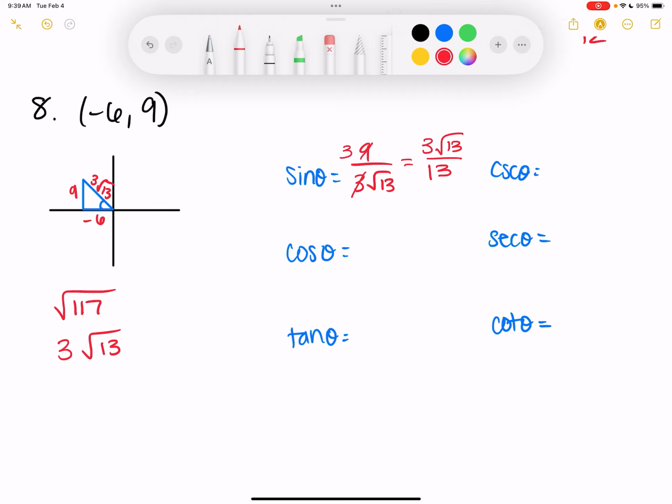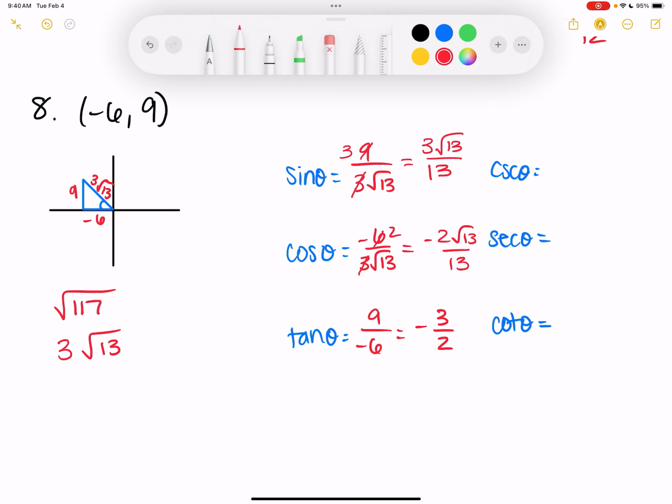Cosine theta is what? Negative 2 square root 13 over 13. Where did you get 2? It was negative 6 over 3 root 13. 3 and 6 reduce, so I get negative 2 root 13 over 13. Tangent of theta. Tangent, TOA, opposite over adjacent, which is 9 over negative 6, which is negative 3 over 2.